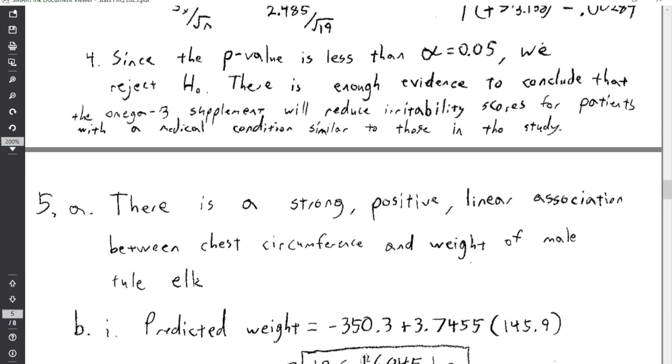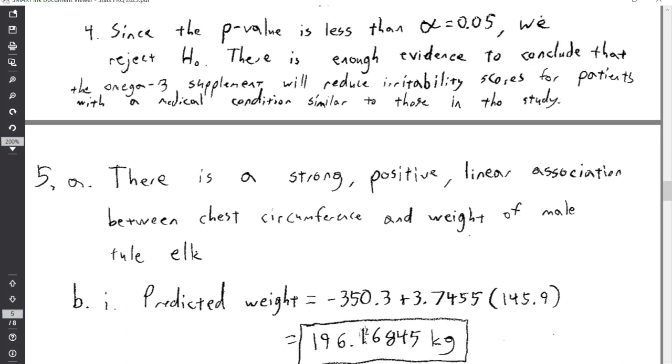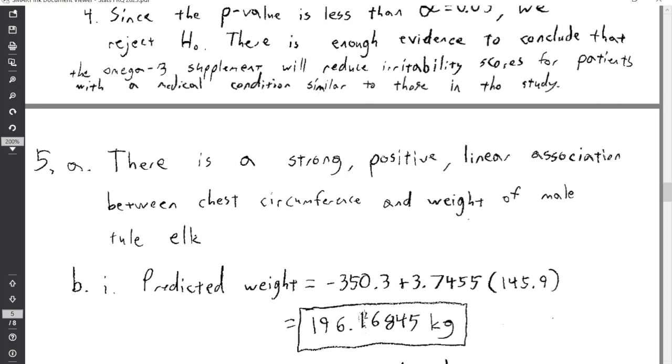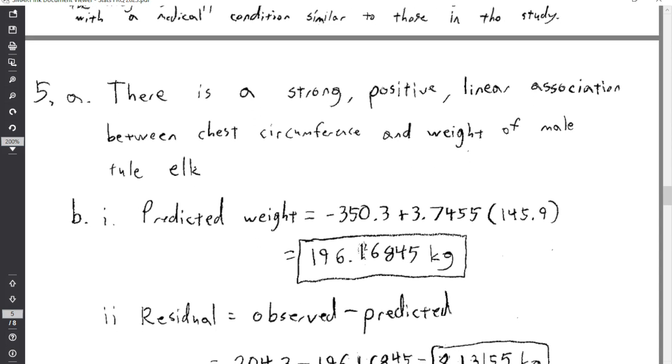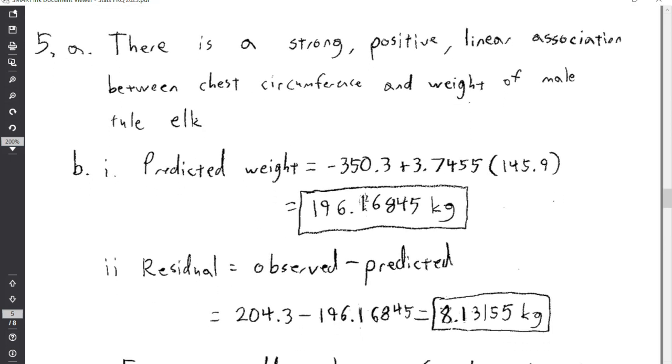So to get the predicted, plug in the 145.9 because the circumference is the x coordinate. So that goes in for the circumference, 145.9, and see what you get out. This is my predicted value from the least squares regression line. So then to get the residual, we take observed minus predicted. So my observed was told to us, the predicted I just calculated, and that gives me the residual.